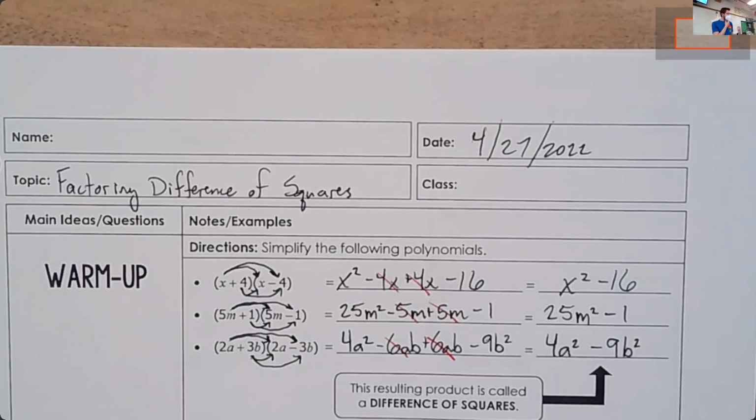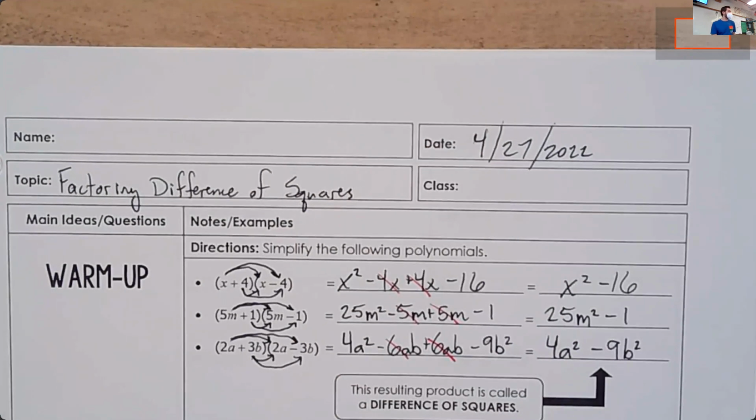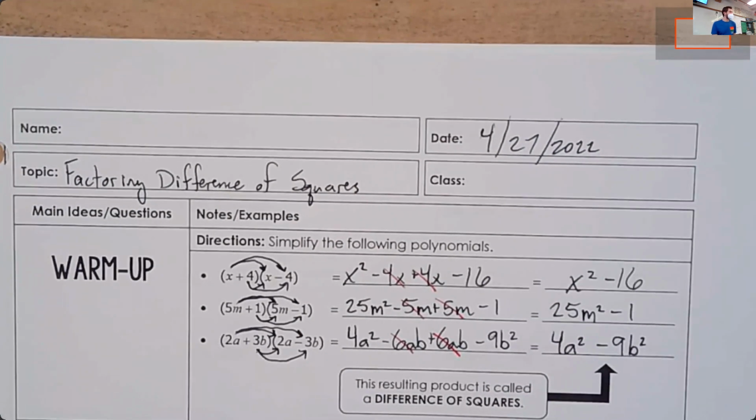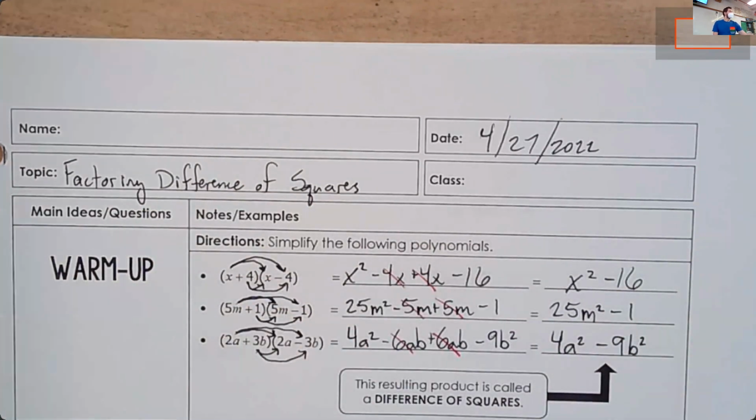So the results of these binomial times binomial, we've seen ones like this before from last week when we learned FOIL. These are known as a difference of squares. Does anybody think they know why it's called a difference of squares? Take a look at the answer and see if you can work out why this would be called a difference of squares. What does difference mean? Math-wise. Subtraction. Okay, so all three of them have subtraction, so that's the difference part.